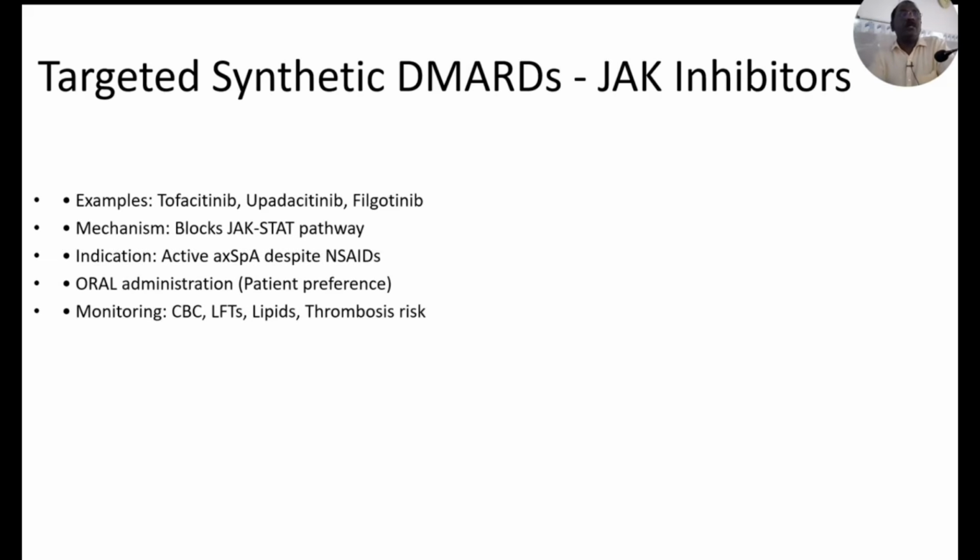Now this is a very important drug class, JAK inhibitors. They are available in the market, tofacitinib 5 milligrams. Upadacitinib is also available in the market. They block the JAK-STAT pathway. In the immune pathology, they inhibit the JAK pathways. That's how they prevent the autoimmune extension of these diseases.